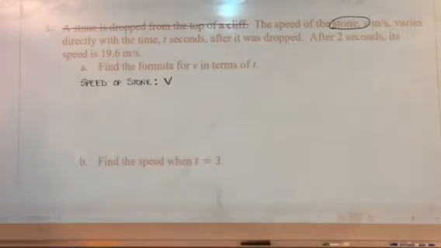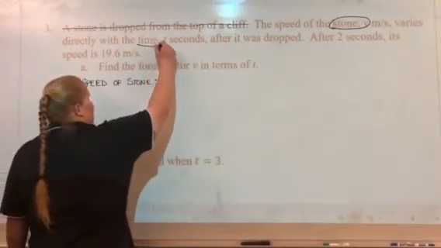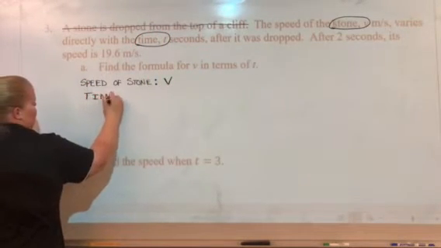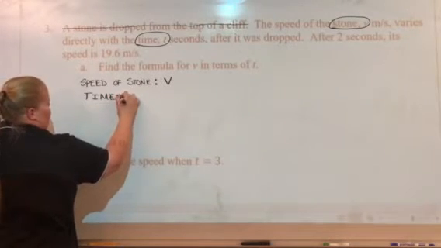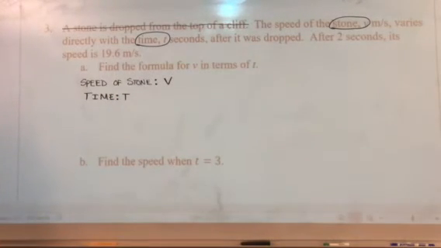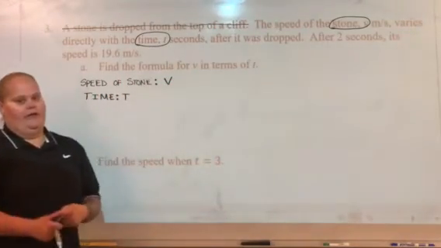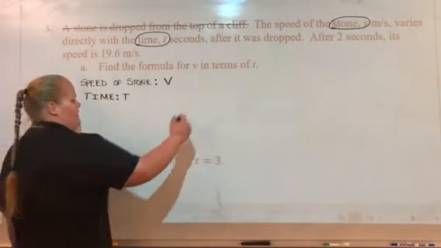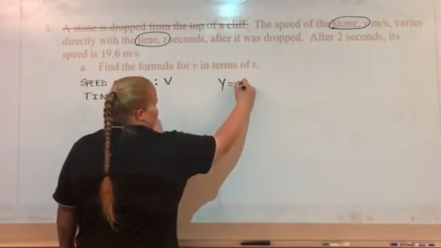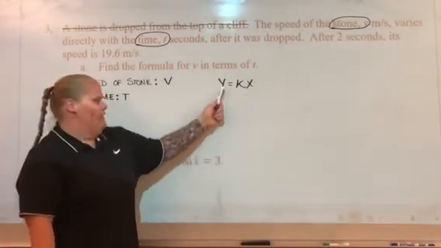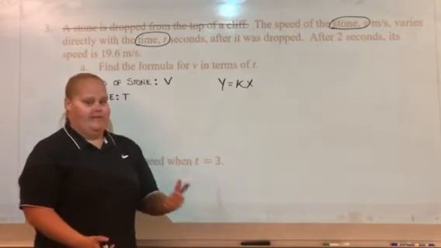Okay. It says that time is t, and that's in seconds. So time is t. It says after 2 seconds, its speed is 19.6. And it says find the formula for v in terms of t. Now I know that previously we've just worked with y and x. The formula for direct variation, y equals k times x. Well, here we have v and t.